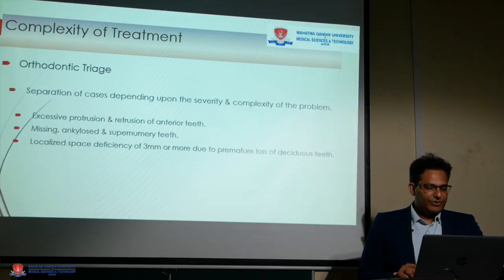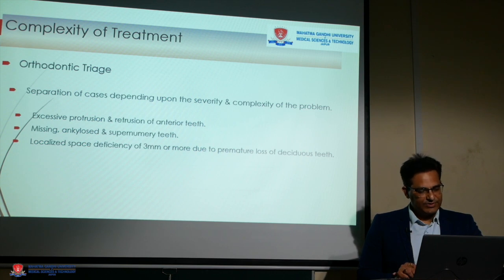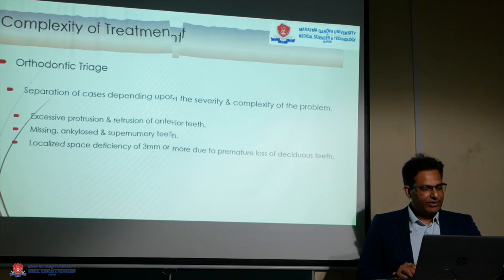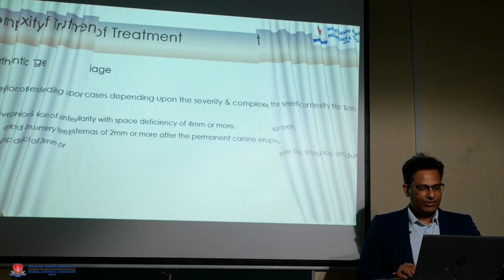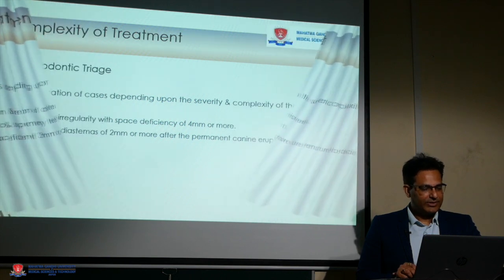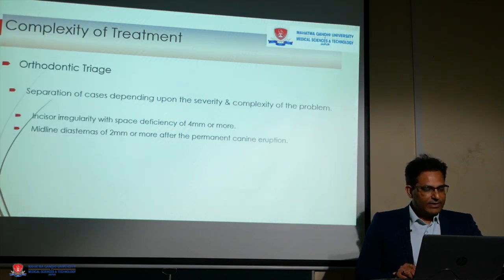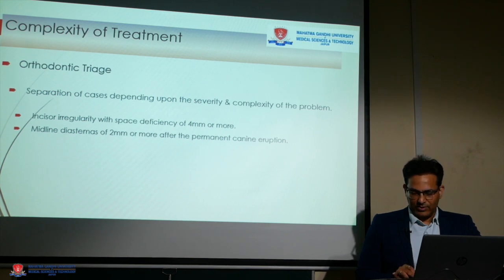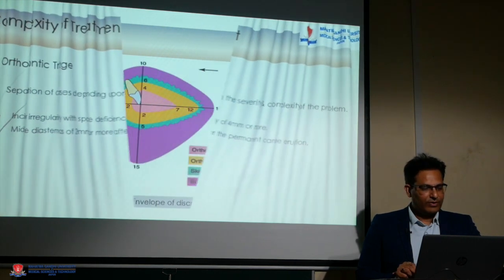Similarly, excessive protrusion or retrusion of anterior teeth, missing, ankylosed and supernumerary teeth, and localized space deficiency of 3 mm or more due to premature loss of deciduous teeth all fall under the category of severe cases which are taken care of by the orthodontist and not by the general dentist. Then incisor irregularity with space deficiency of 4 mm or more, or midline diastema of 2 mm or more after the permanent canine eruption, are all under the purview of the orthodontist.